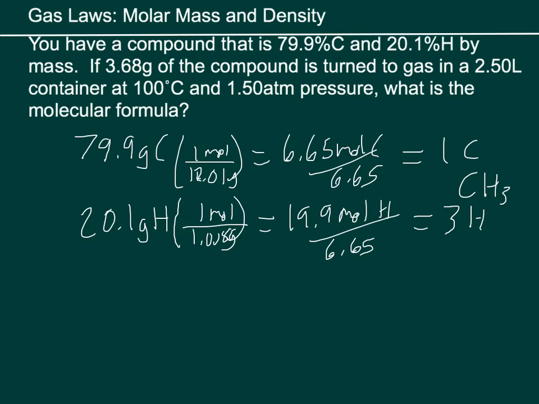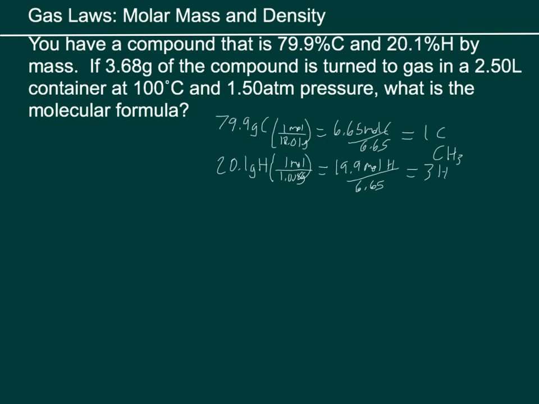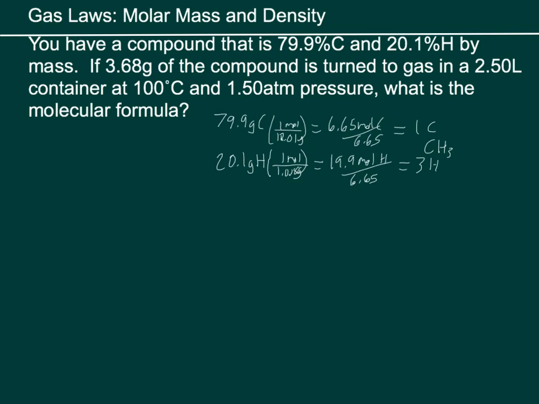We just need to figure out whether it is CH3, C2H6, or C3H9. So now the gas laws come into play. We can do this a couple ways. We can solve for n and then put the grams over that, or we can use this molar mass equal to the density times the ideal gas constant times temperature over pressure, dRT over P. I'm going to just plug it in this way.